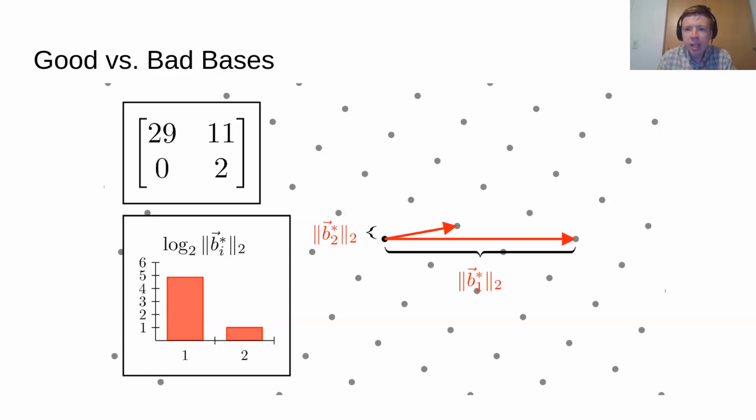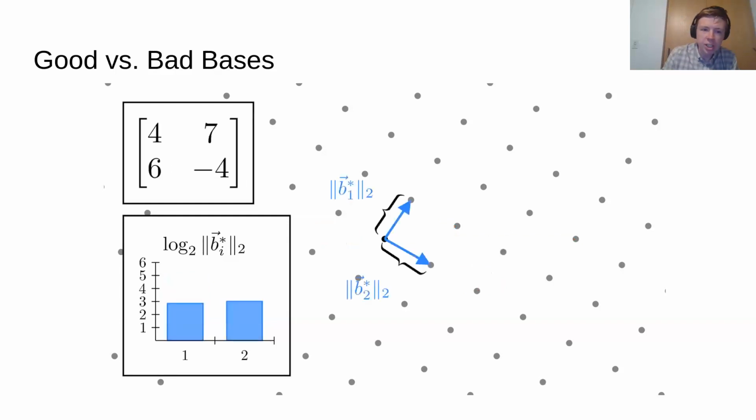I'll also say that the Gram-Schmidt orthogonalization, or these Gram-Schmidt components, is actually computed in practice during lattice reduction algorithms. Actually getting these orthogonal components is an important part of these algorithms. So this is a bad basis, and you'll note that there's this large decrease between the lengths of the Gram-Schmidt vectors.